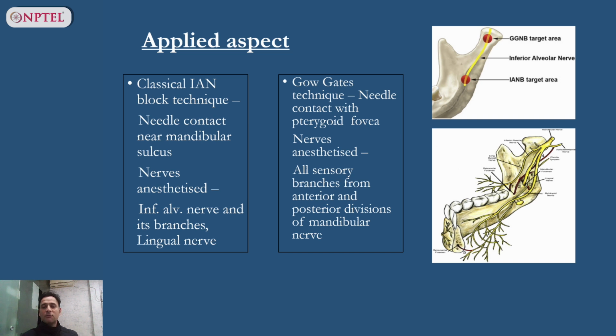Whereas the area of contact by the needle while giving the Gow-Gates technique of anesthesia is the pterygoid fovea that is near the neck of the condyle, and since it is given at a slightly higher level, the nerves anesthetized are all sensory branches from the anterior and the posterior division of the mandibular nerve.